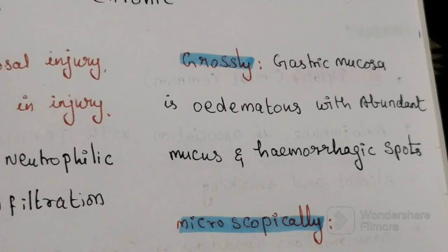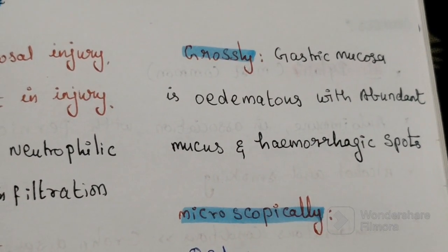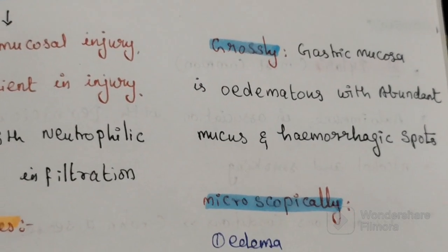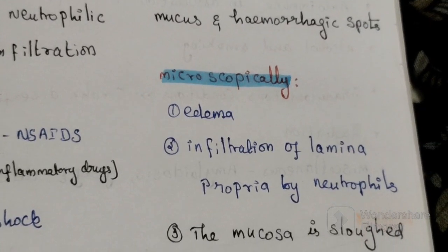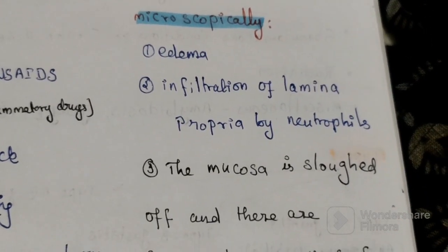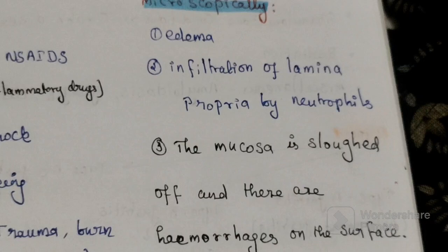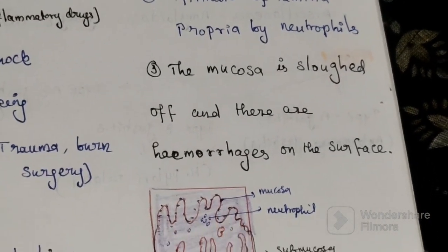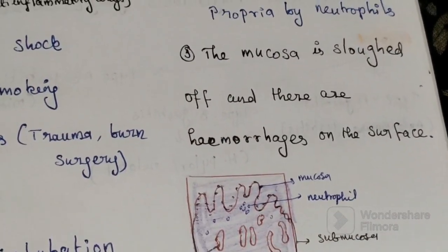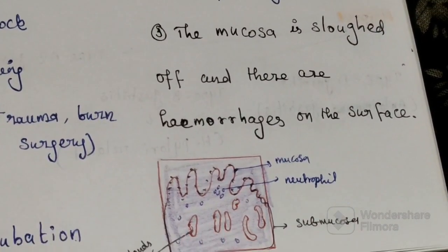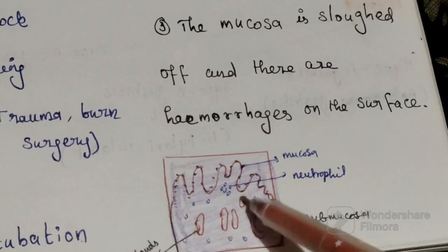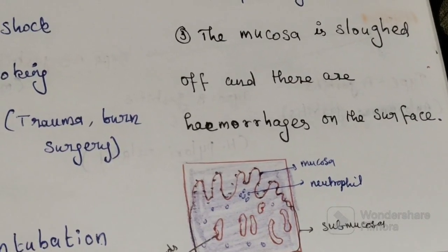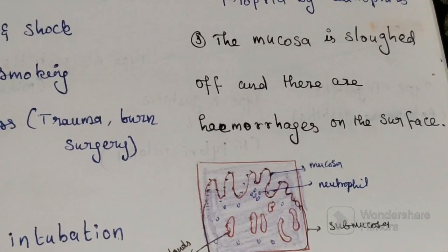Grossly, gastric mucosa is edematous with abundant mucus and hemorrhagic spots. Microscopically, there is edema, then neutrophils, mucosa sloughed off with hemorrhage on the surface. This is the mucosa, the entire surface. Here neutrophil is present. And comparing acute and chronic is more important.